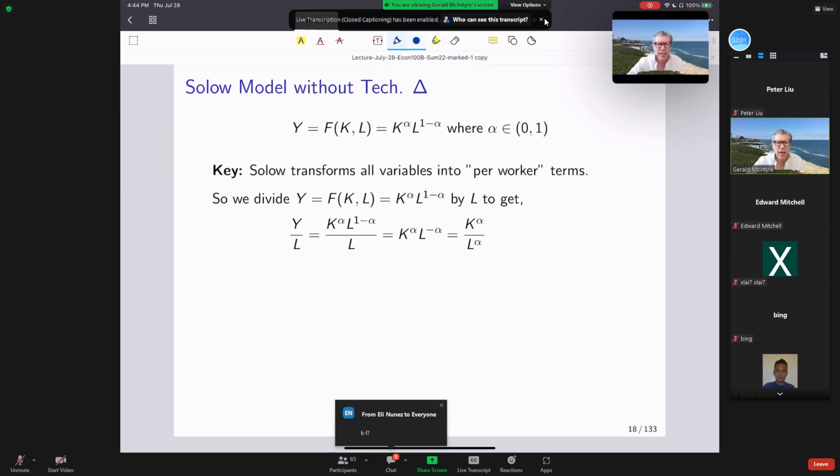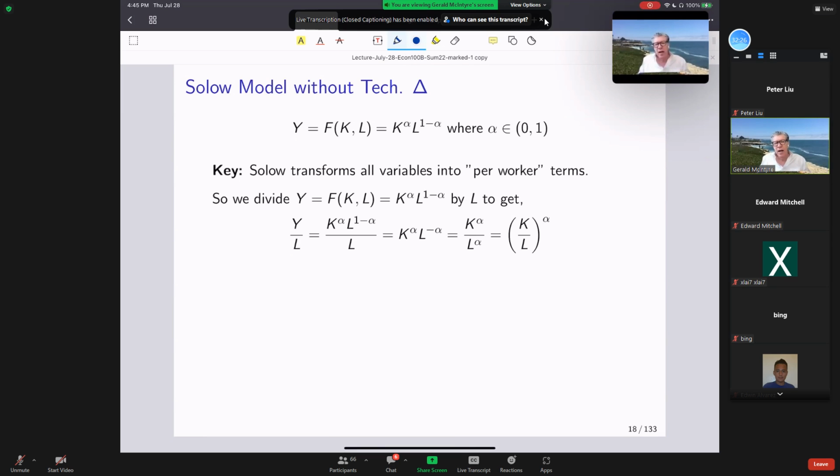That's right. Almost, Eli. Yeah, almost. This is not the right terminology, but I'm going to factor out the alpha power. There you go, that's what you wanted, Eli. You want this: K over L to the alpha power.